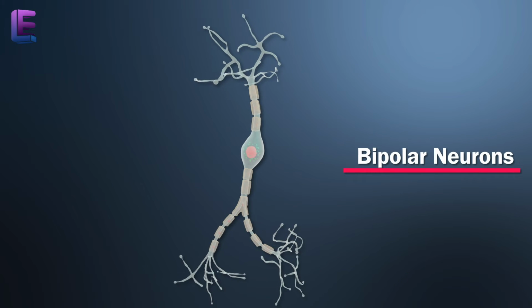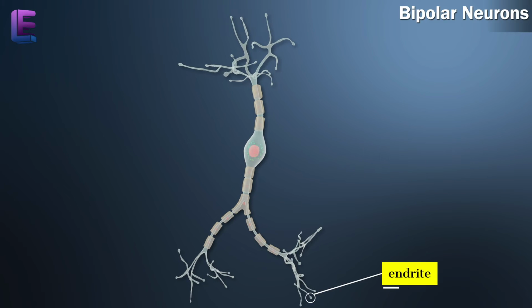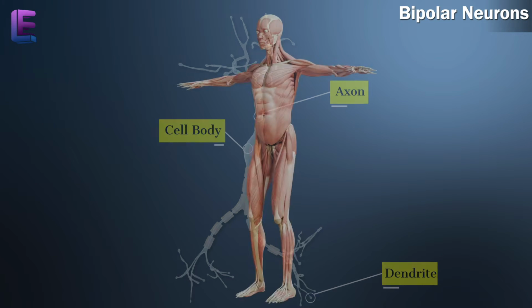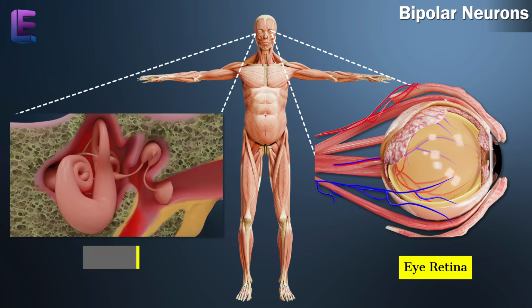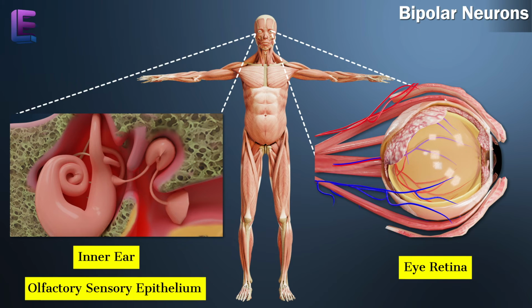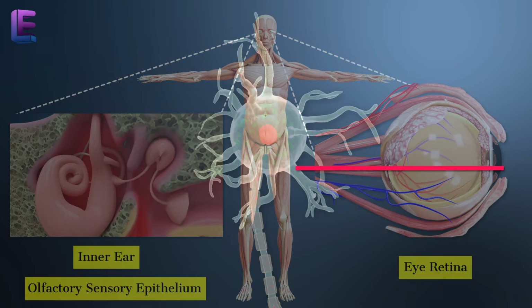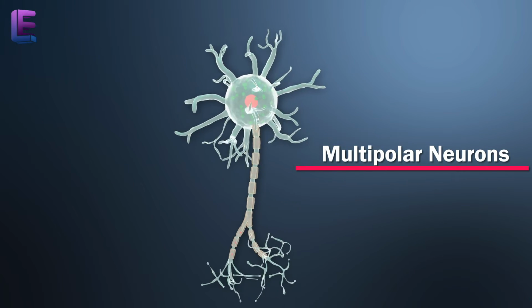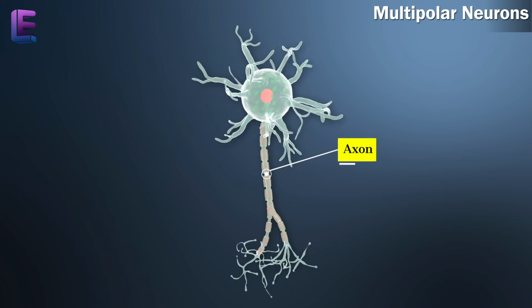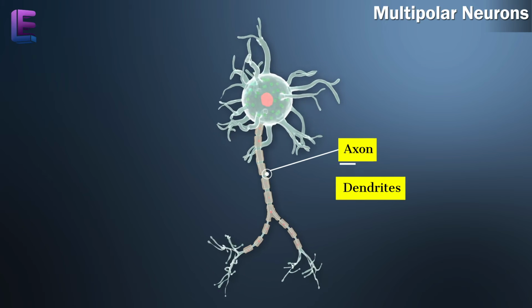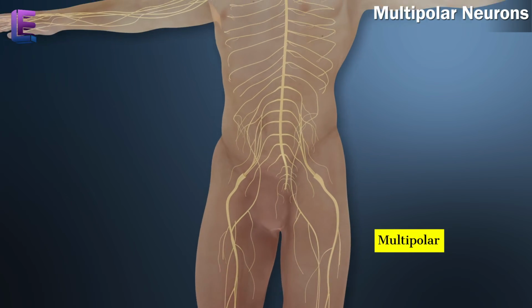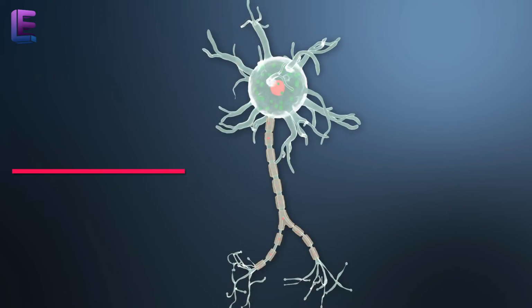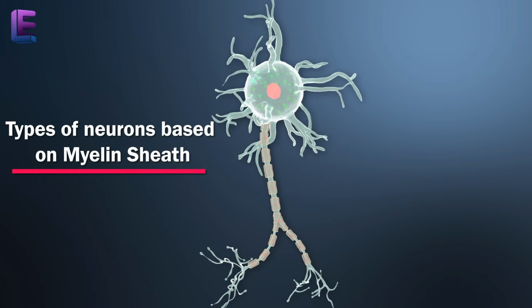2. Bipolar neurons. Here, dendrite and axon form directly from the cell body. They are present in the retina of the eye, inner ear, and in the olfactory sensory epithelium. 3. Multipolar neurons. These have an axon and one or more dendrites. Most neurons in our body are multipolar. Types of neurons based on myelin sheath.